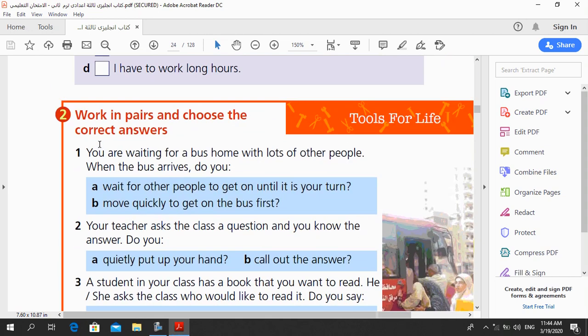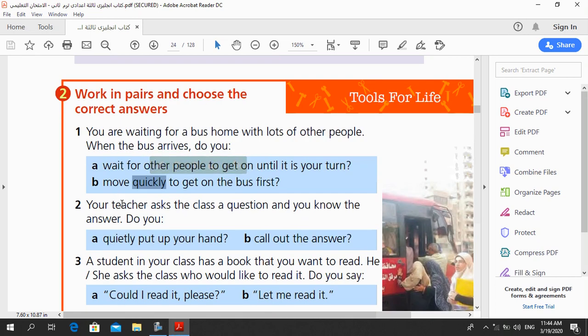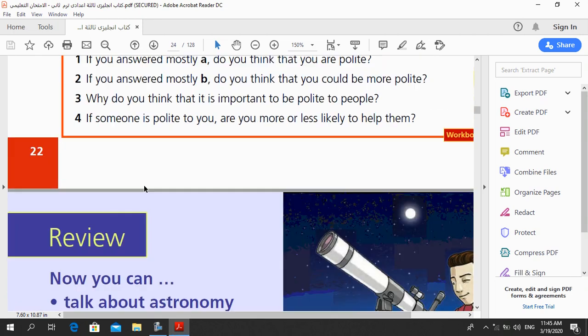Let's answer some of these questions in the next page. Work out the correct answer. You're waiting for a bus home with lots of other people. When the bus arrives, do you wait for other people to get on? Or move quickly to get on the bus first? Huh? You have to wait for your turn, right? So if you came in the first place, you should go on the bus. Your teacher asks the class a question and you know the answer. Do you quietly put up your hand or call out the answer? Of course, raise your hand. This is more polite.